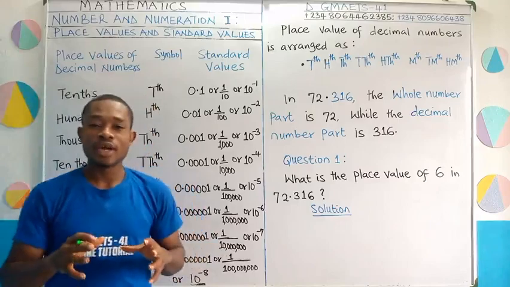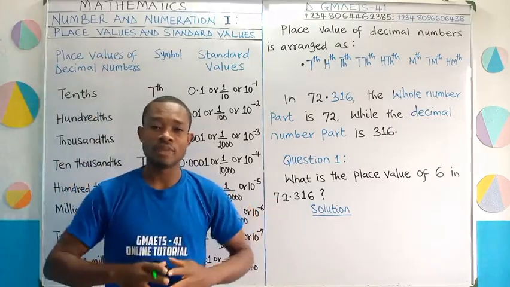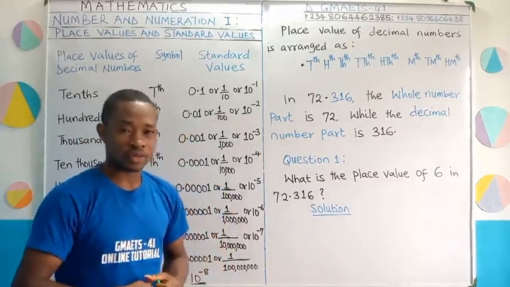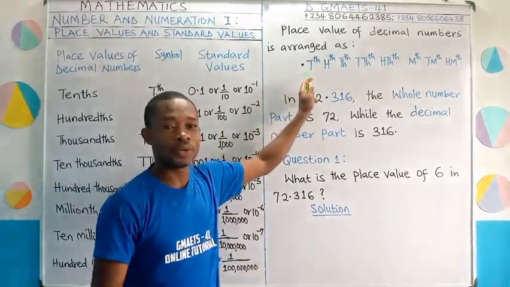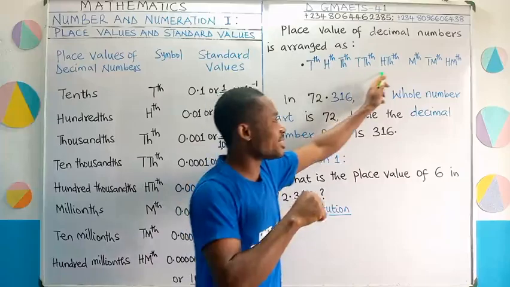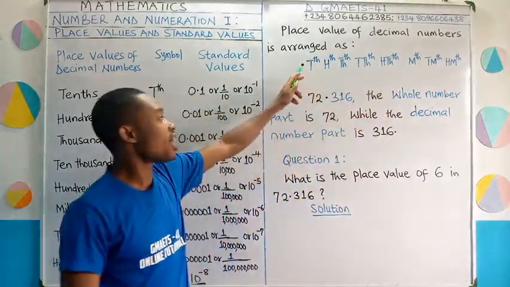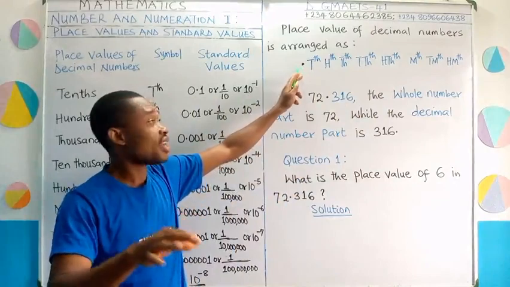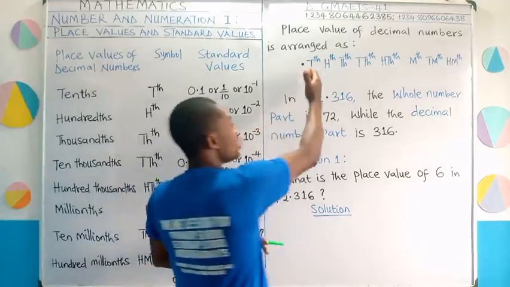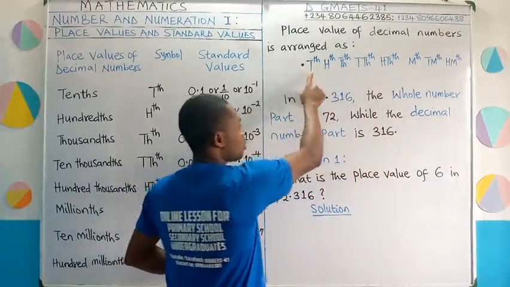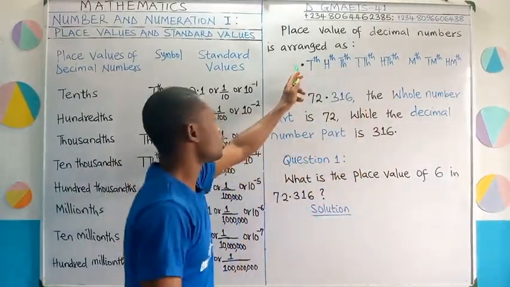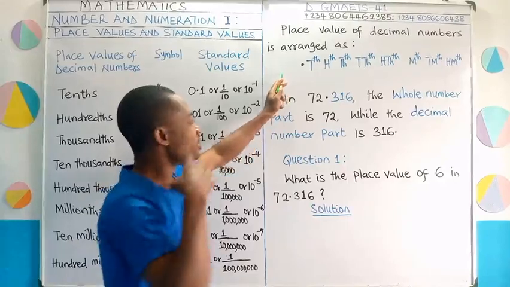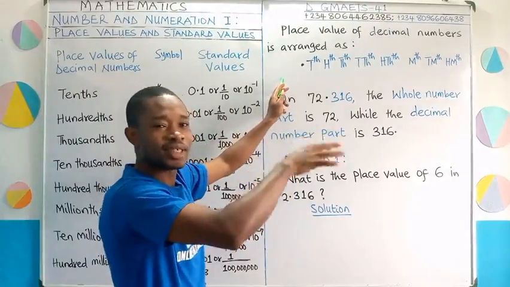Let us see how we arrange the place value of decimal numbers. If you want to arrange the place value of decimal numbers, this is what you should know. Before you start writing the decimal digits, you must have your decimal point. Does that make sense? After the decimal point, remember we said to the right of the decimal point you have your decimal digits, and to the left of the decimal point you have your whole numbers. Our interest is that of decimal digits.